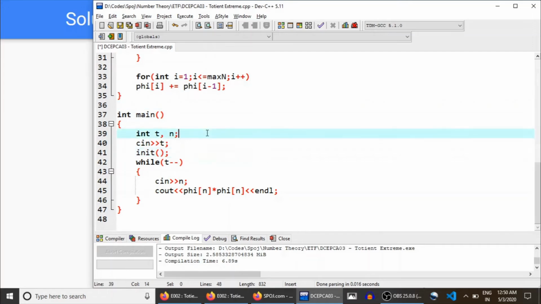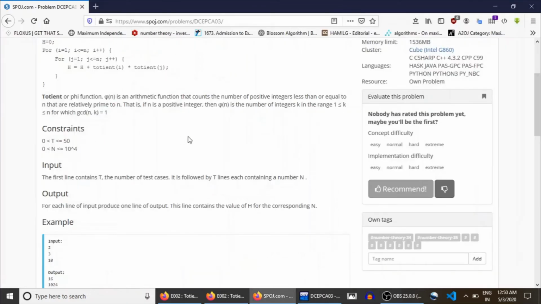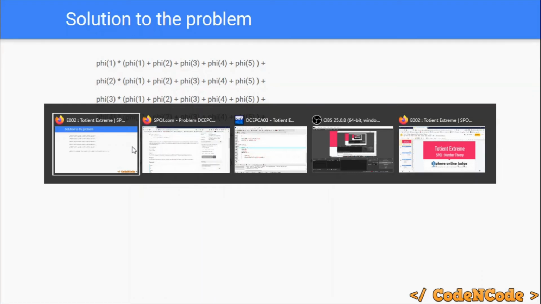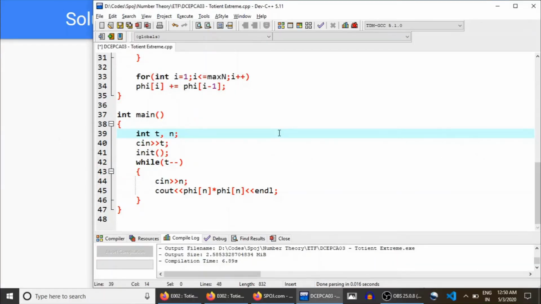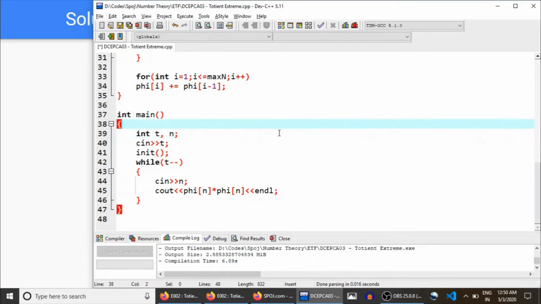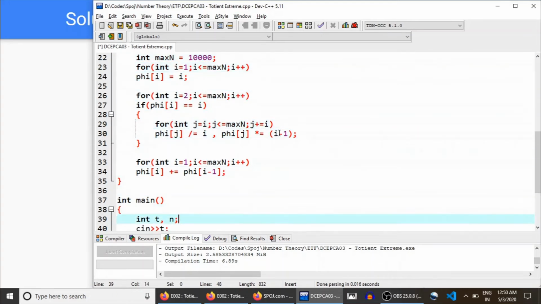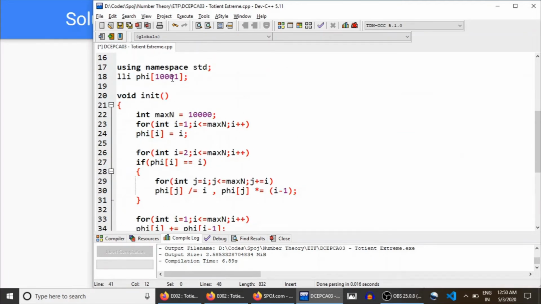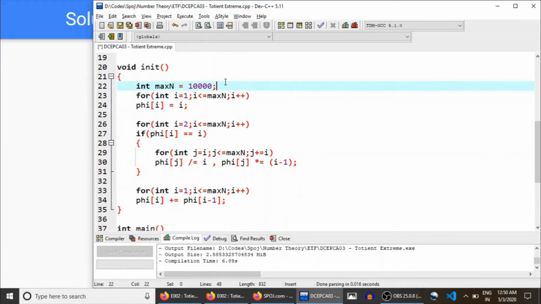So to solve this, of course there are t test cases, and in each test case we are given n, and n can be as large as 10 to the power 4, right? So as we have studied in the number theory lecture series, we can generate all of the totients, all of phi from 1 to n using a sieve. That is what we are going to do. After reading t, we are calling the init function. Init function is going to generate all of the phi from 1 to 10 to the power 4, because in the input n can be as large as 10 to the power 4. So max is 10 to the power 4.